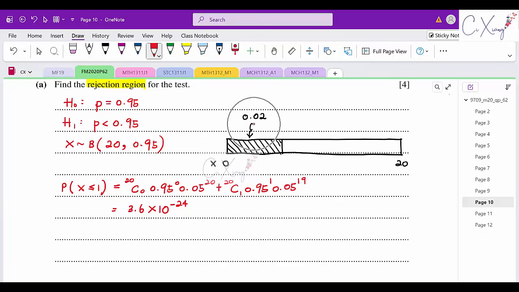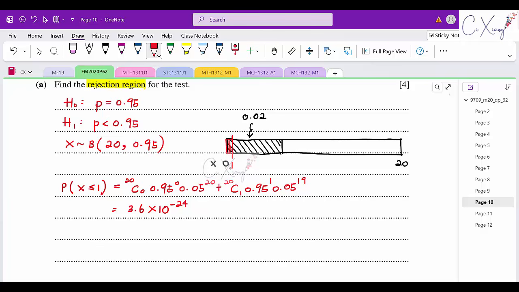That means if I compare it with this 0.02, 3.6 multiplied by 10 power negative 24 is super small. It is an area that is super small compared with the 0.02 that I shaded here. So when I draw a line for the 1, this is the area for x smaller than or equal to 1, which equals 3.6 times 10 power negative 24. It also shows you that the 1 here actually falls under this rejection region. The shaded area is the rejection region, so the 1 falls under the rejection region.